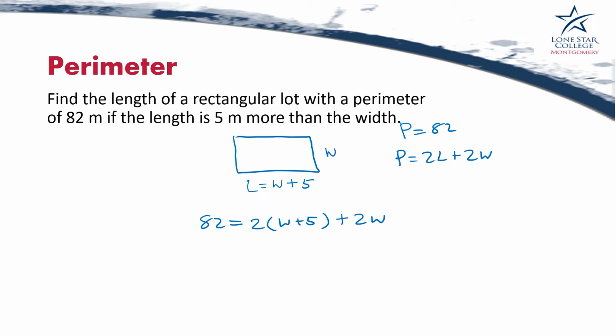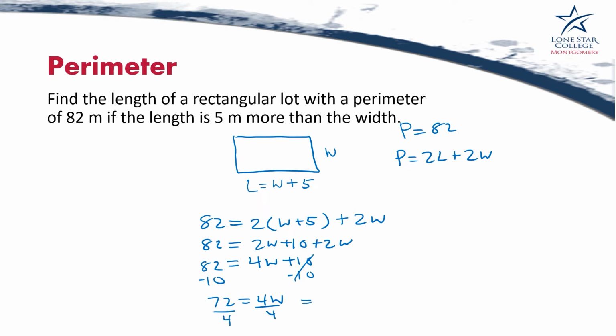So now we have an equation with just one variable. We can now solve for that variable. First thing to do is distribute: 2W plus 10 plus 2W equals 82. Combine like terms on the left, we can add the 2W's, we get 4W. To get W by itself, we subtract 10 from both sides. It cancels, so 72 equals 4W. And then we divide both sides by 4. So that tells us that 72 divided by 4 gives us 18.